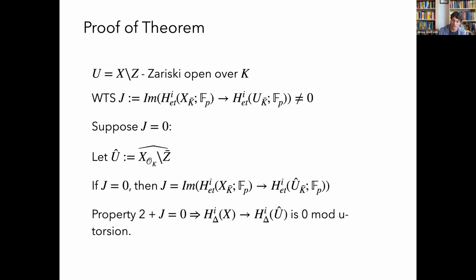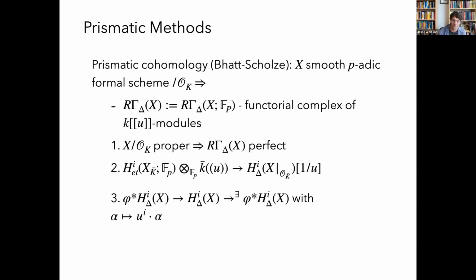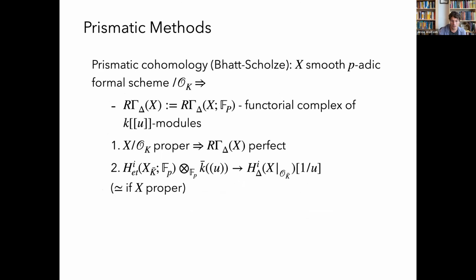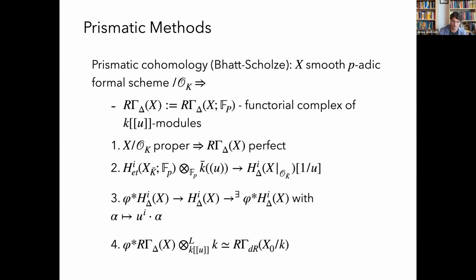And if you grant that assumption, which we're going to derive our contradiction from, then the second property of prismatic cohomology combined with that assumption says that the image in the prismatic cohomology, like here I'm looking at a tilde cohomology, has to be 0 mod u-torsion, right? I'll just flip back a little bit: we said that this is an isomorphism once you invert u when X is proper. And you can use that to show that the image has to be pure u-torsion.